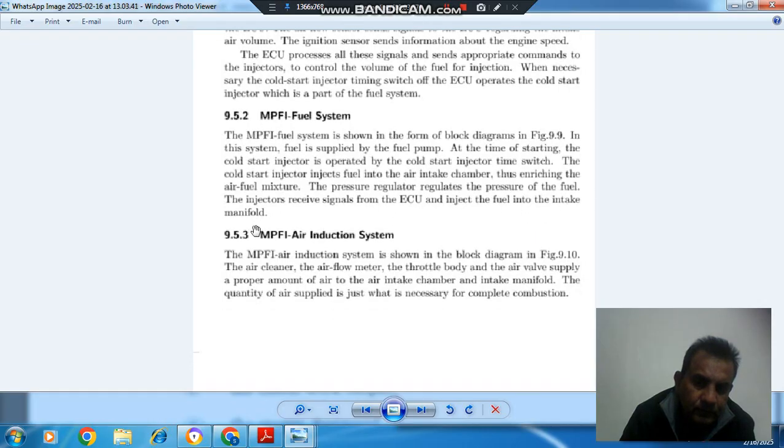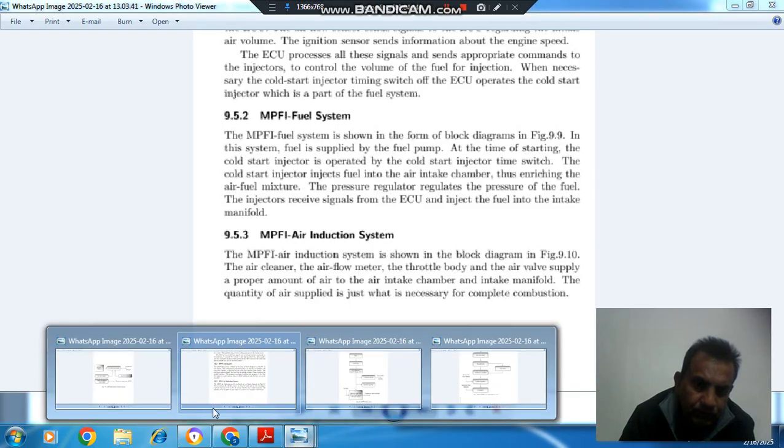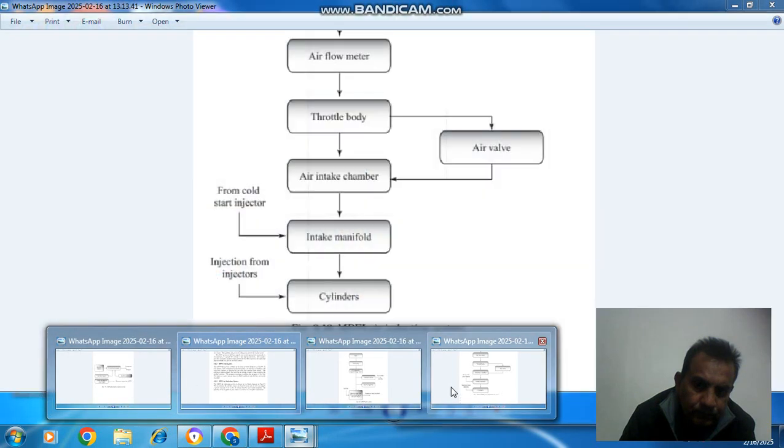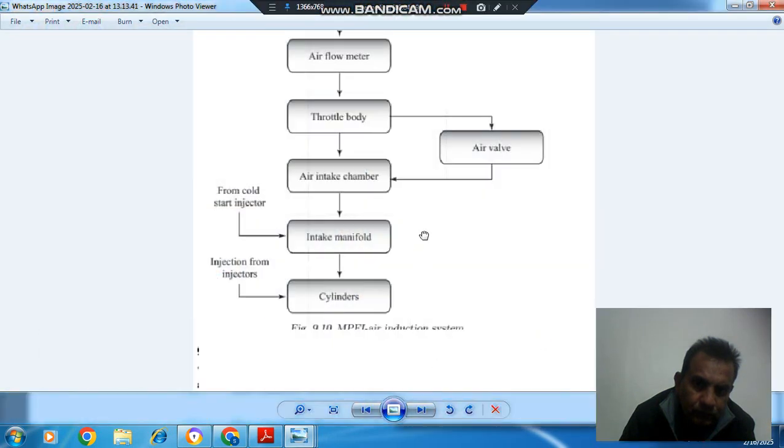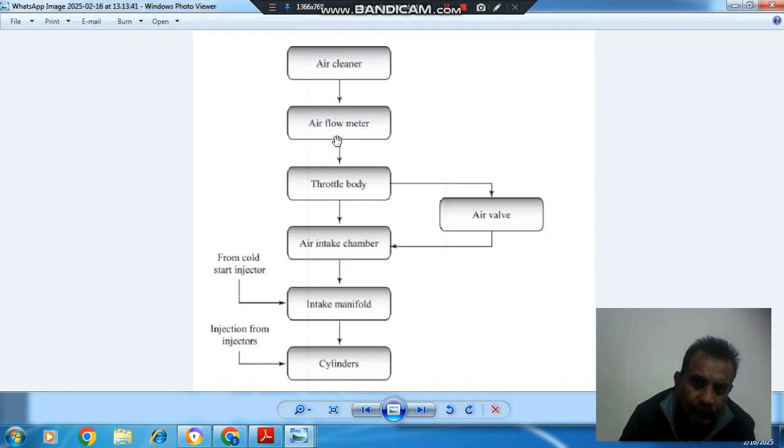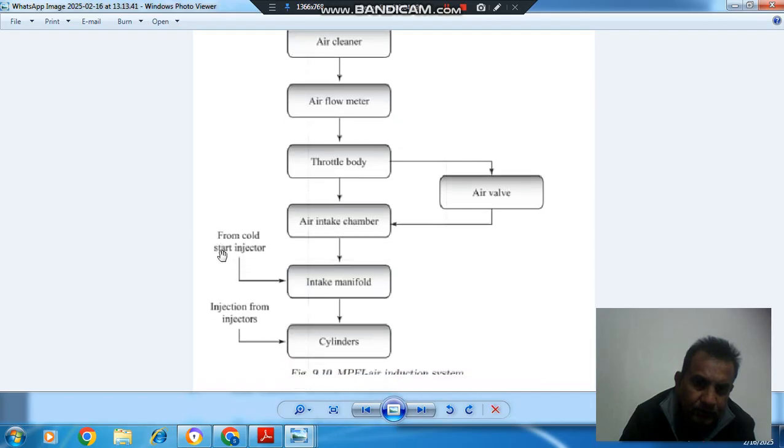The third functional unit of MPFI is the MPFI air induction system. The MPFI air induction system is shown in the block diagram in figure 9.10. This is the diagram. Air cleaner, air flow meter, throttle body, air valve, air intake chamber, intake manifold, cylinder, from cold start injector, injection from injector.